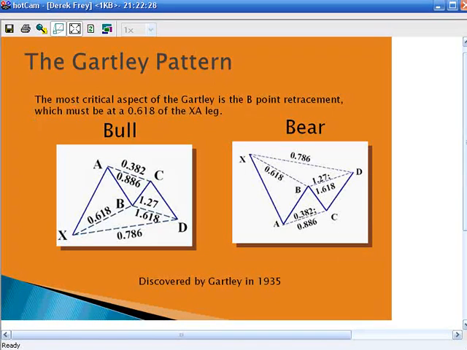So the most critical part of the Gartley is the B part. The B part, just like in a living organism, is the heart, is in the center. Those are your four primaries. Does anybody know why they're your four primaries? Especially the 0.786 and the 1.27? Do you guys know how those are calculated? Where they come from? Anyone?